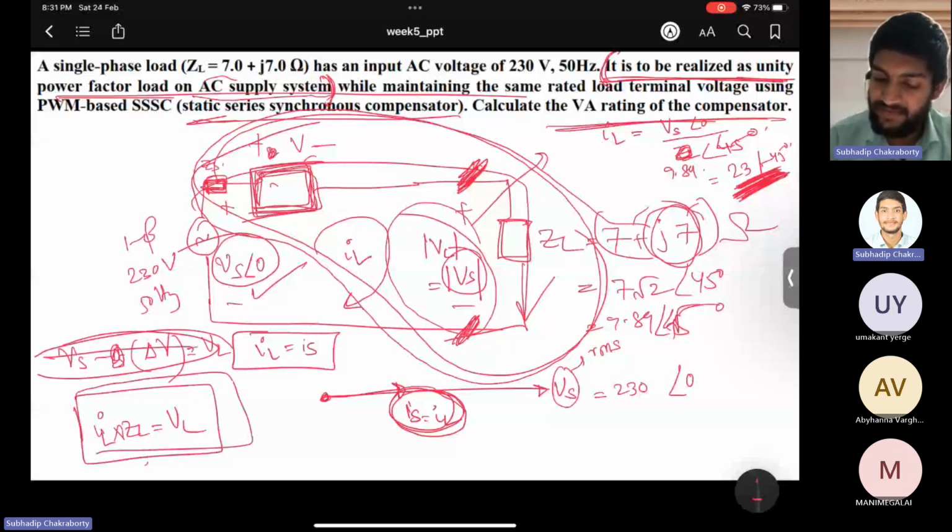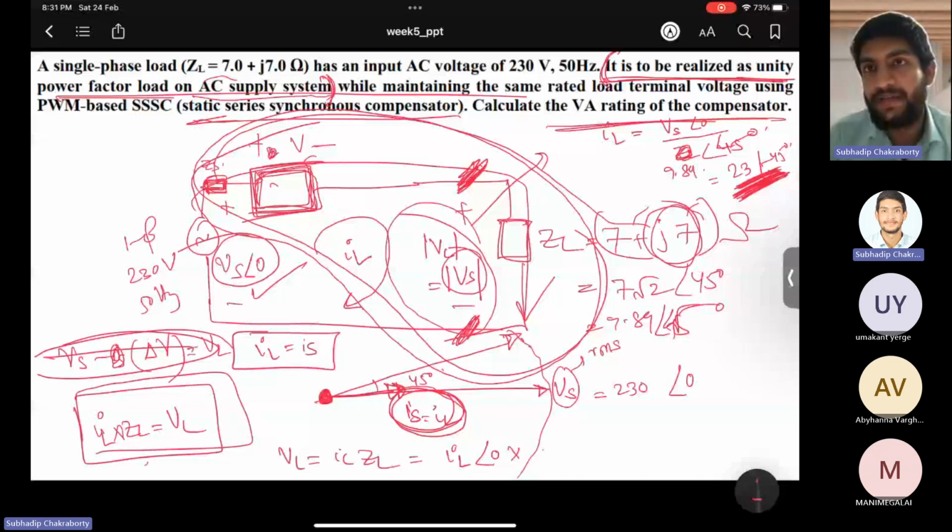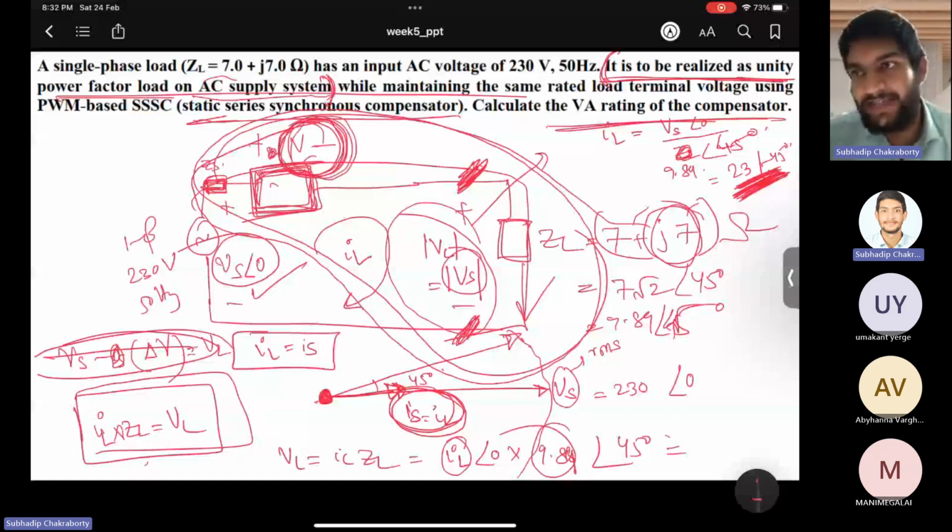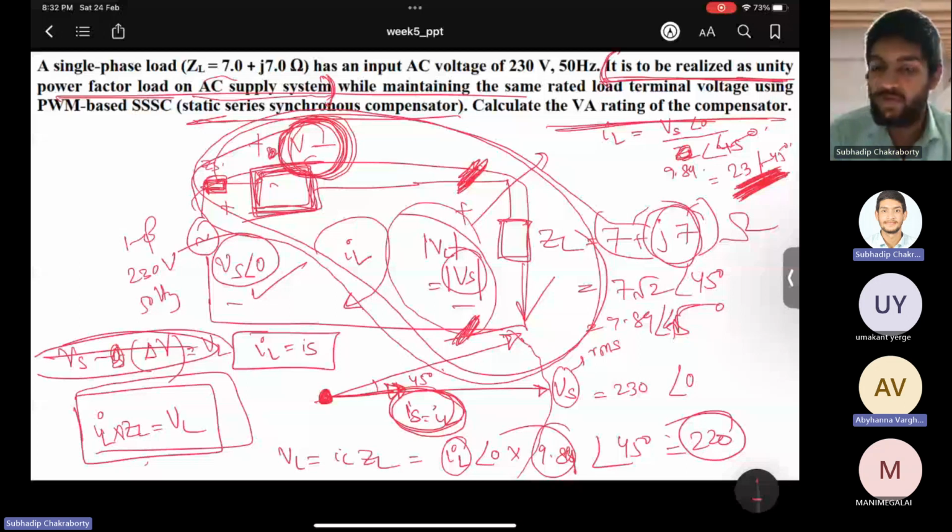So the VL phase follows IL, and IL is determined by the regulating term, the voltage injected by the static series compensator. This will regulate IL such that the voltage amplitude is 220, equal to the supply. That is the main aim. And if so, then the voltage will have an angle of 45 degrees. Understood this? Yes, sir. So now you know the load voltage angle of 45 degrees, and you know the supply.